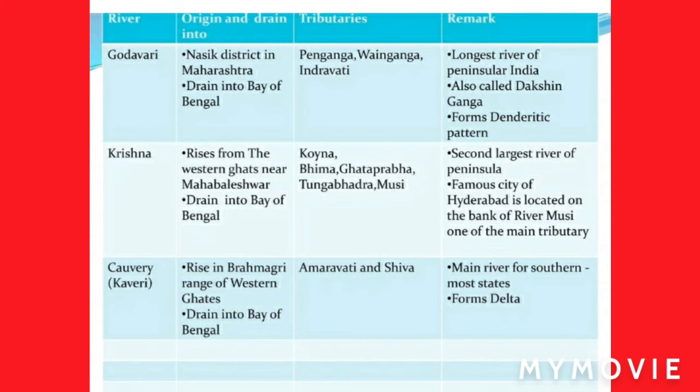Third, the Godavari basin. The Godavari is the largest peninsular river. It rises from the slopes of the Western Ghats in the Nasik district of Maharashtra. Its length is about 1500 kilometers. It drains into the Bay of Bengal. Its drainage basin is also the largest among the peninsular rivers.